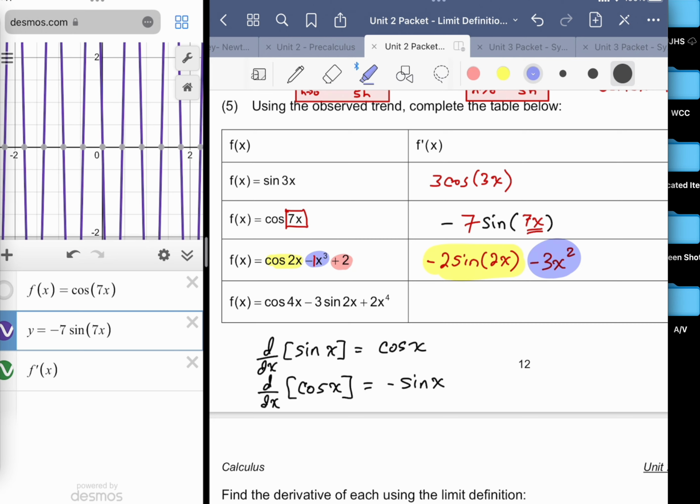Cosine 4x. Then we have a little trig function going on here, and then we got another power relation. So cosine 4x, again, if it were just a cosine of x, it would become negative sine of x. So we know it's going to be negative. It's going to have a sine of 4x, but we're going to multiply by the derivative of what's inside the function. Derivative of 4x is equal to 4.